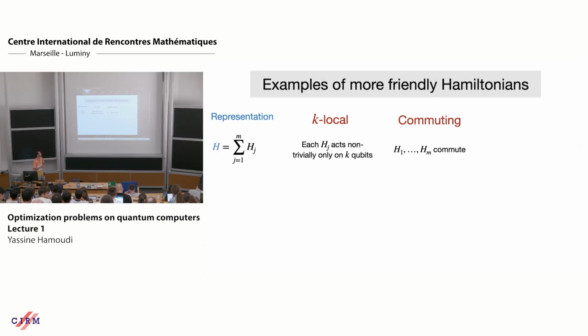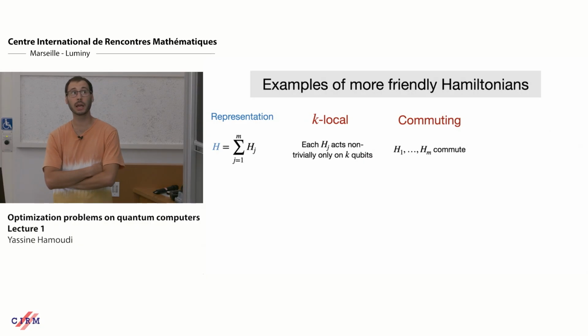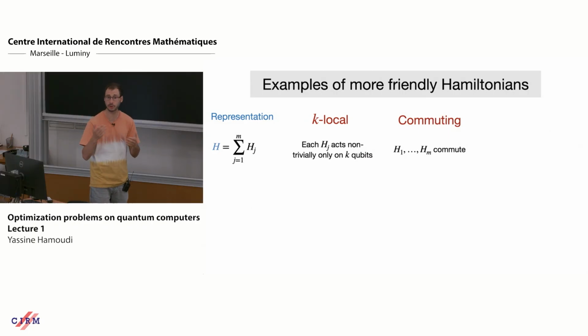Another assumption which could be useful to make is having all the individual Hj commuting with each other. As you know, when operators commute, they share a common eigenbasis. So it could be easier to compute eigenvalues, eigenvectors, and so on and so forth. This is a very strong assumption which usually we don't really want to make.